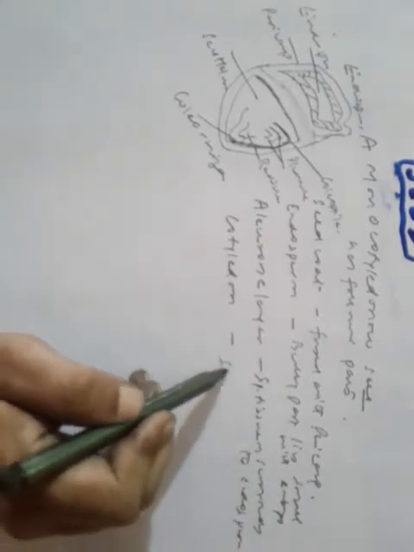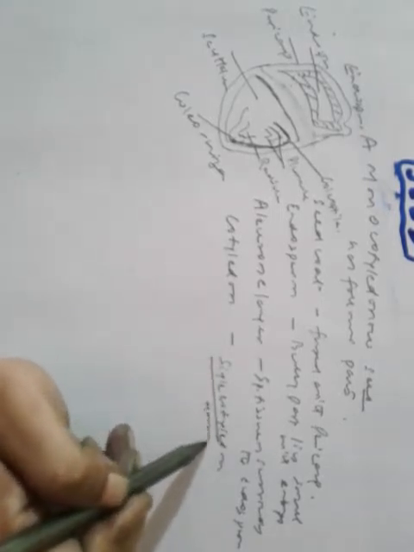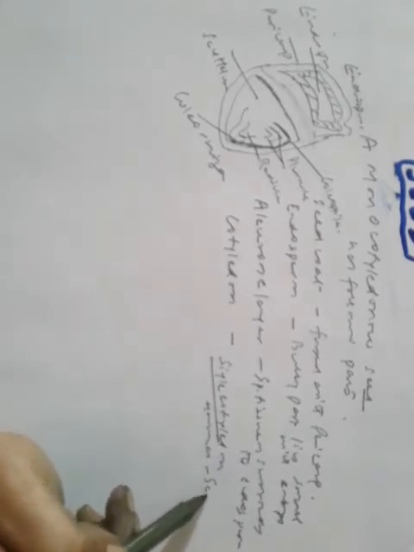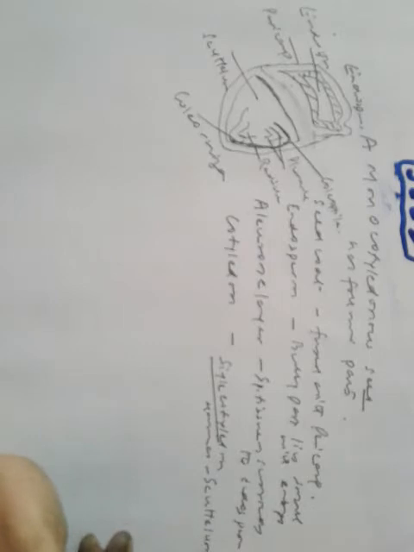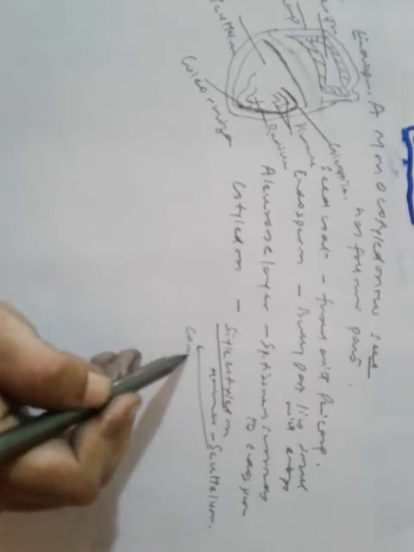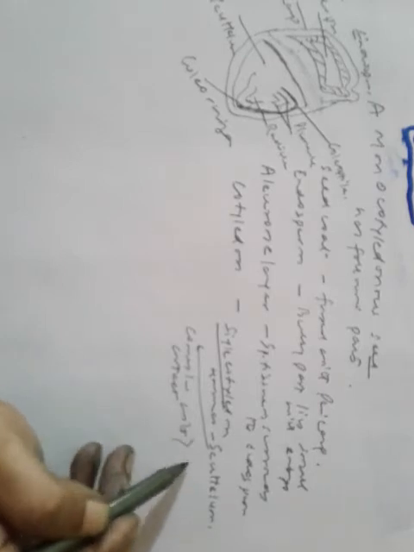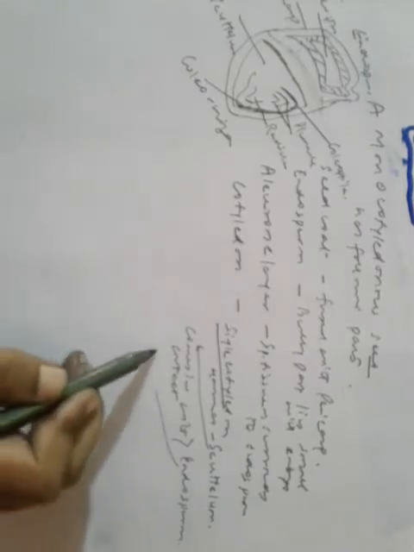Cotyledon, single cotyledon is known as scutellum. A scutellum comes in contact with endosperm through an epithelial layer.